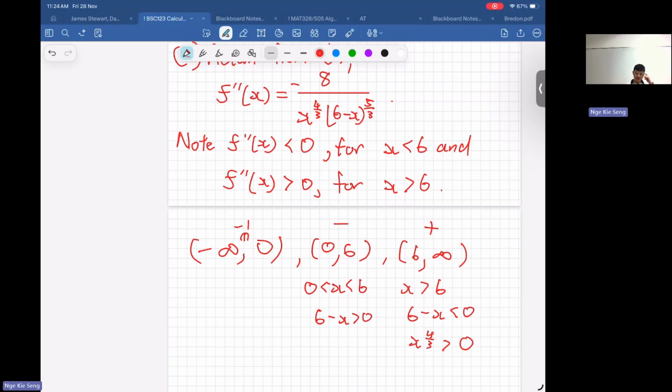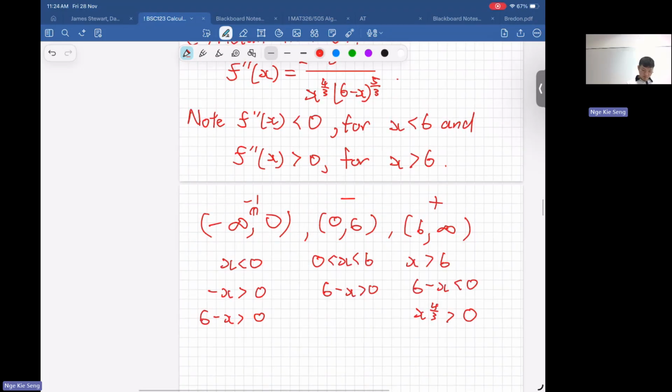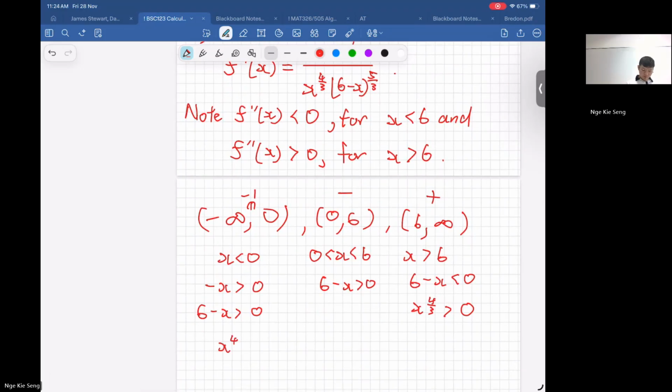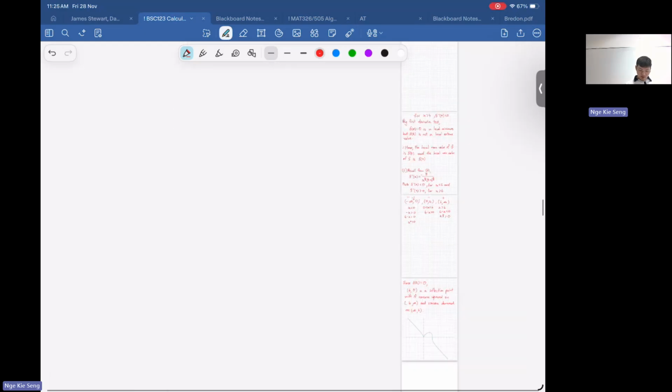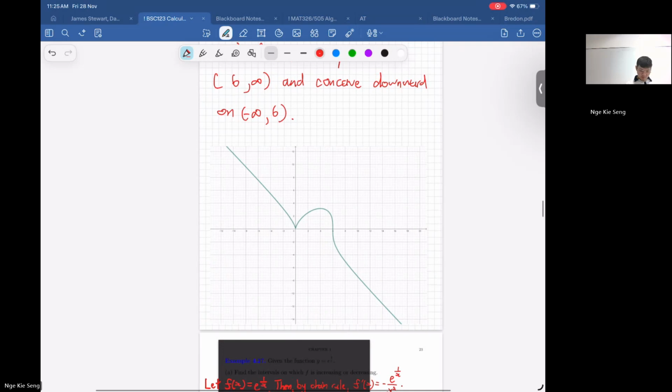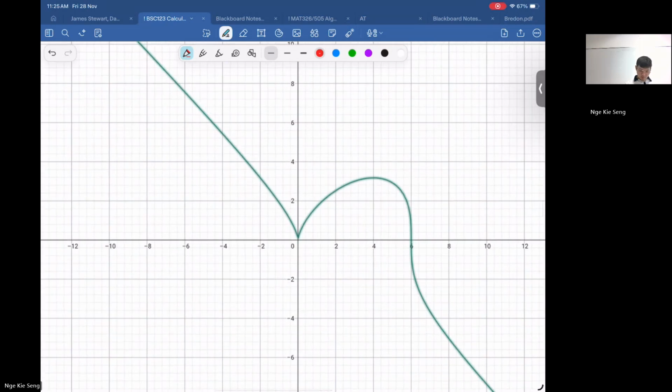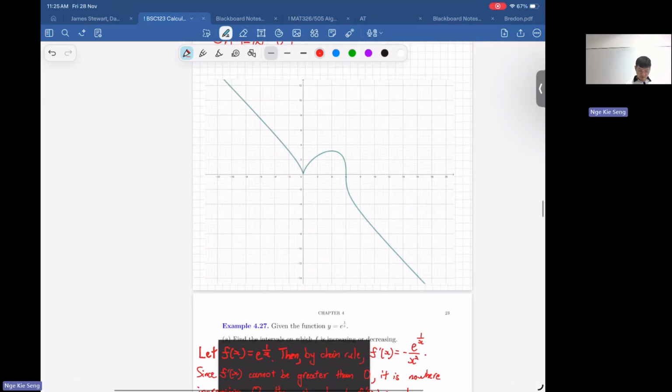But how about the other side? If x is less than 0, then negative x is greater than 0. 6 minus x is also greater than 0. Positive. But then x to the 4 is positive, right? So positive, positive, negative as well. But it didn't match this graph, did it? Is this an inflection point?